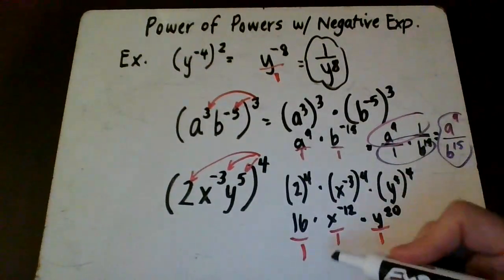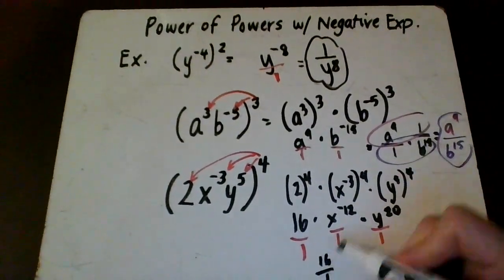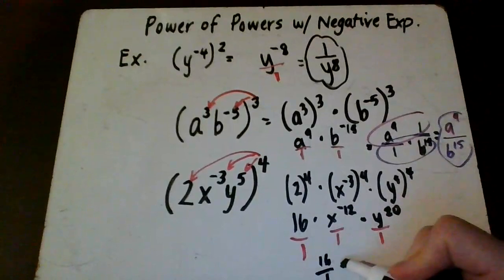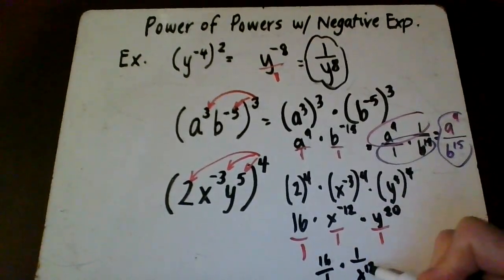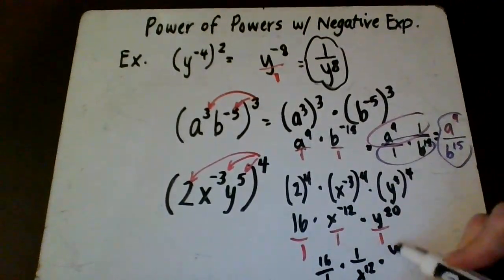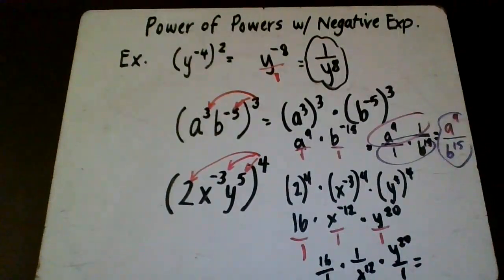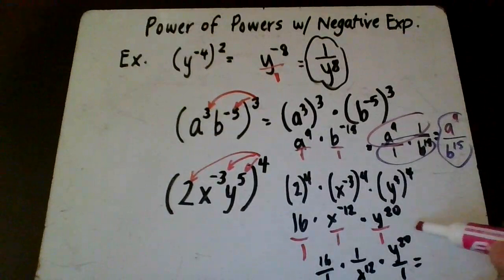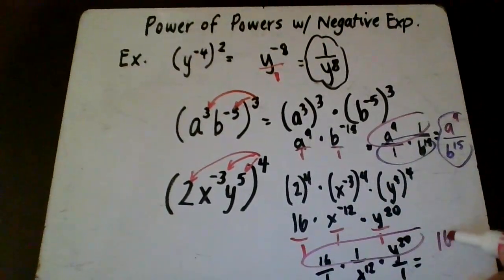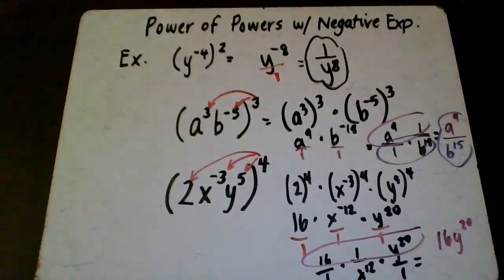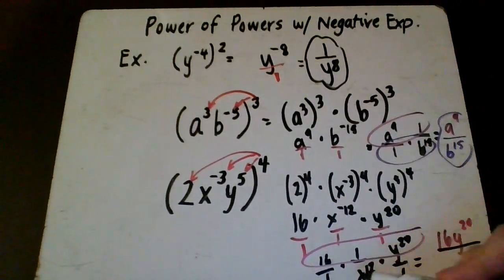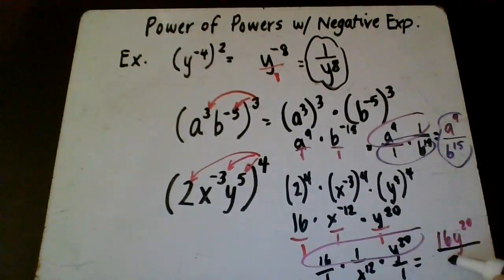Leave 16 over 1 the same. Nothing I need to do there. This one gets flipped because it's negative. So it'd be 1 over x to the 12th. And this one's going to remain the same, y to the 20th over 1. So again, I multiply the tops, which would be 16y to the 20th, all over 1 times x to the 12th times 1, which would be x to the 12th. There you have it.